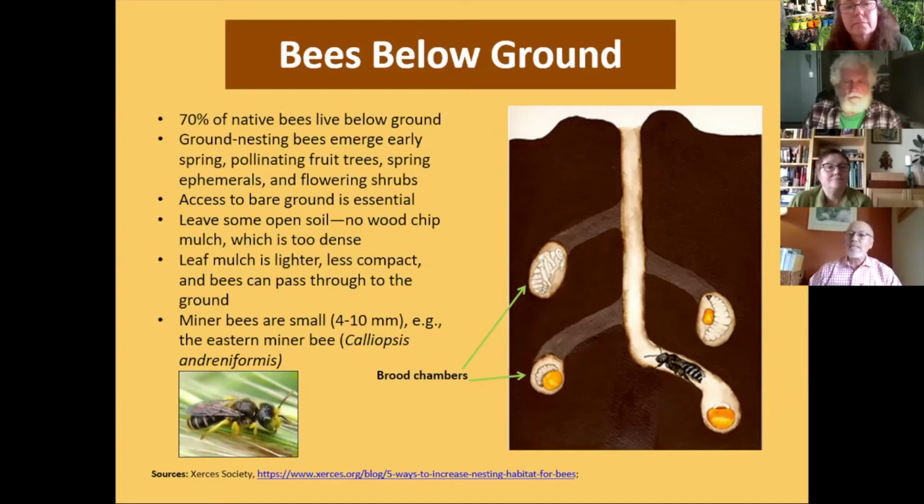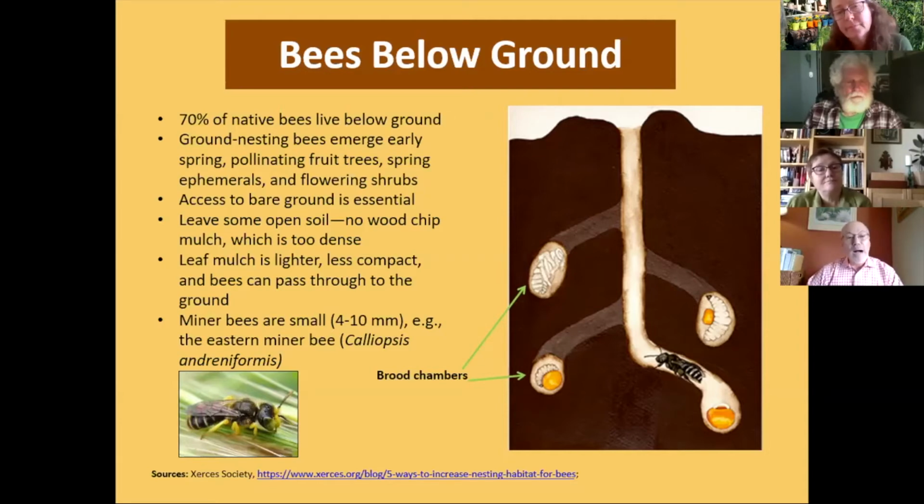So access to bare ground is essential for these cavity living bees or ground living bees. So the main thing to remember is to not use wood chips for that area, because wood chips are too heavy and thick for the bees to penetrate. So either bare ground or use leaves to cover the ground so they can access it.